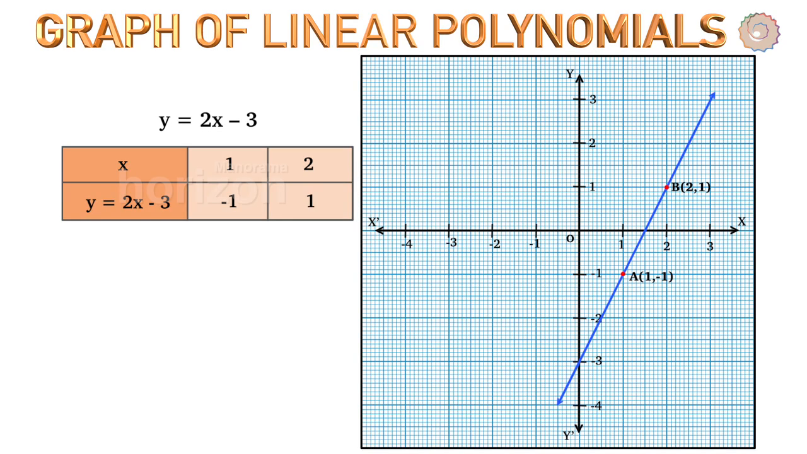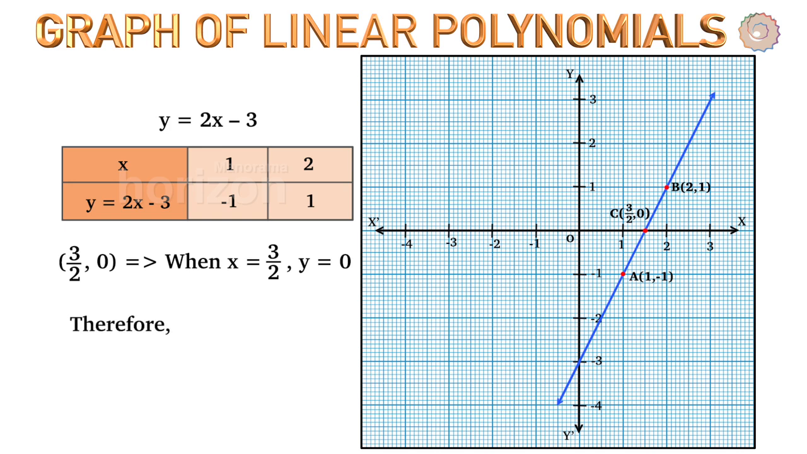Now have you noticed that the line intersects the x-axis at a point C (3/2, 0)? That is, at this point x = 3/2 and y = 0. We already know that when y, which is p(x), equals 0, then the value of x will be the zero of the polynomial p(x). Therefore, x = 3/2 is the zero of the polynomial 2x - 3.